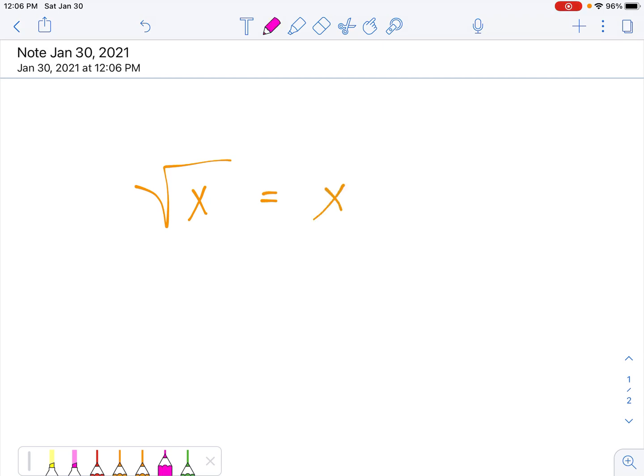Well, first we want to think about what our index is. The number here is our index. If there is no number, it is a 2. To write an exponential, it's always 1 over the index.